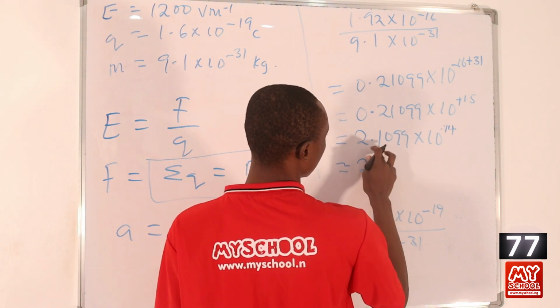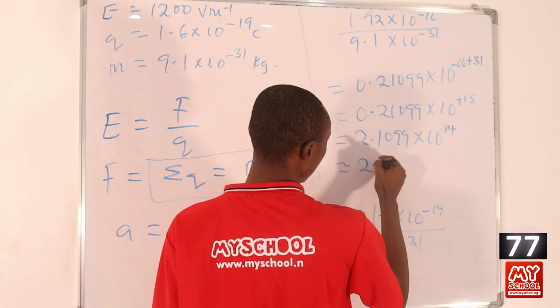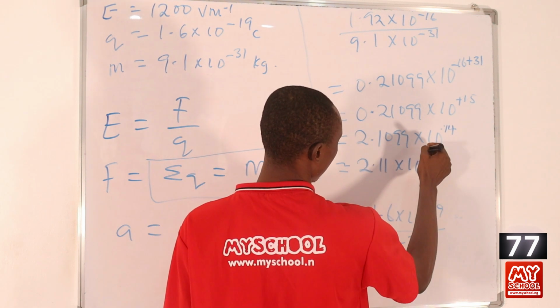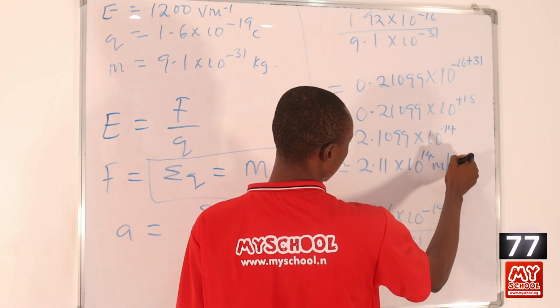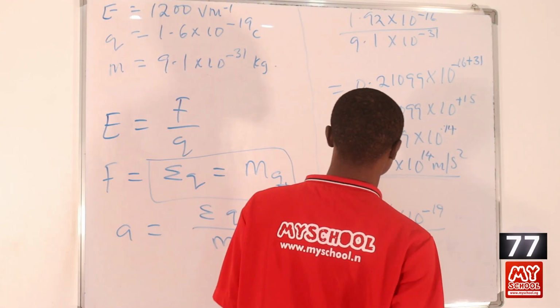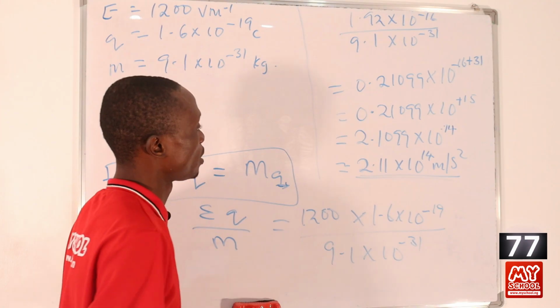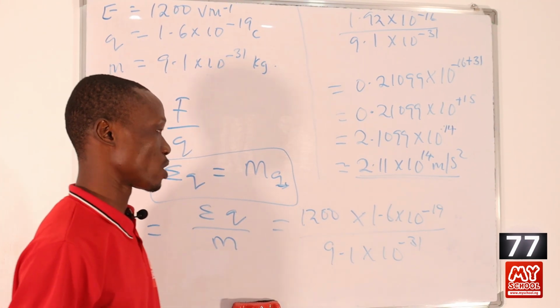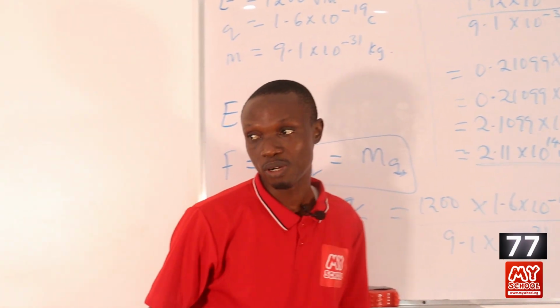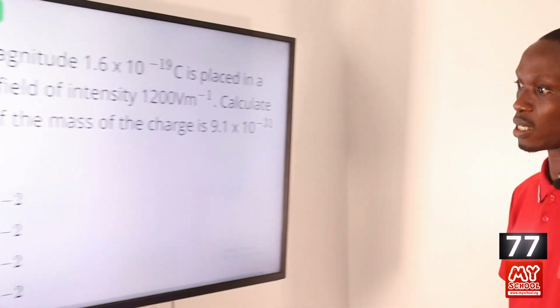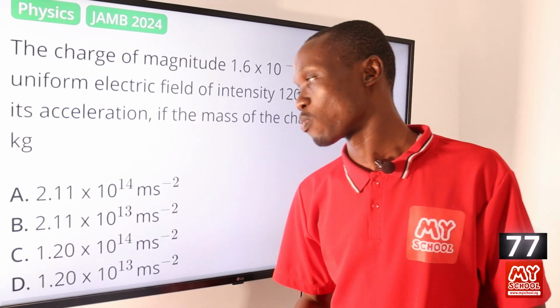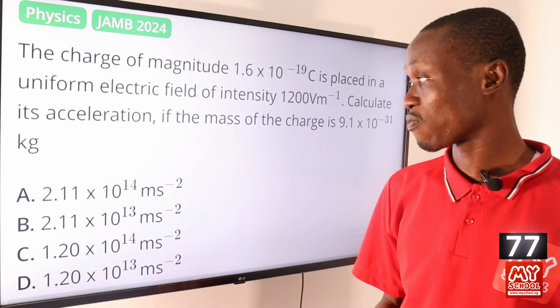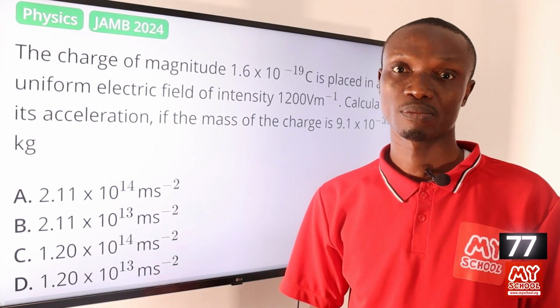Okay, so if we take this to 2 decimal places, we're having 2.11 times 10 raised to power 14 meter per second square. So the acceleration is equal to 2.11 times 10 raised to power 14 meter per second square. So let's return back to the screen to pick the correct answer to this question, and that is option A, 2.11 times 10 raised to power 14 meter per second square.